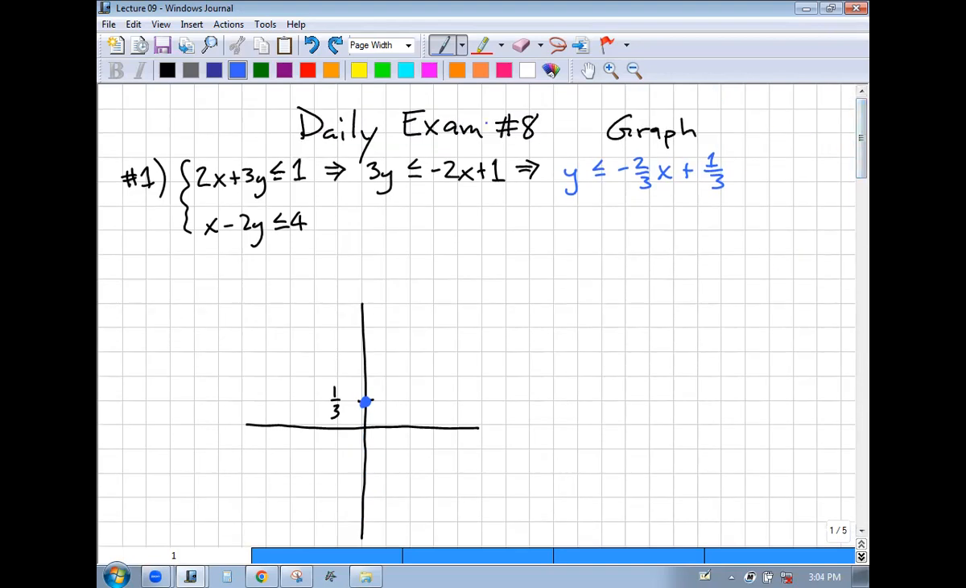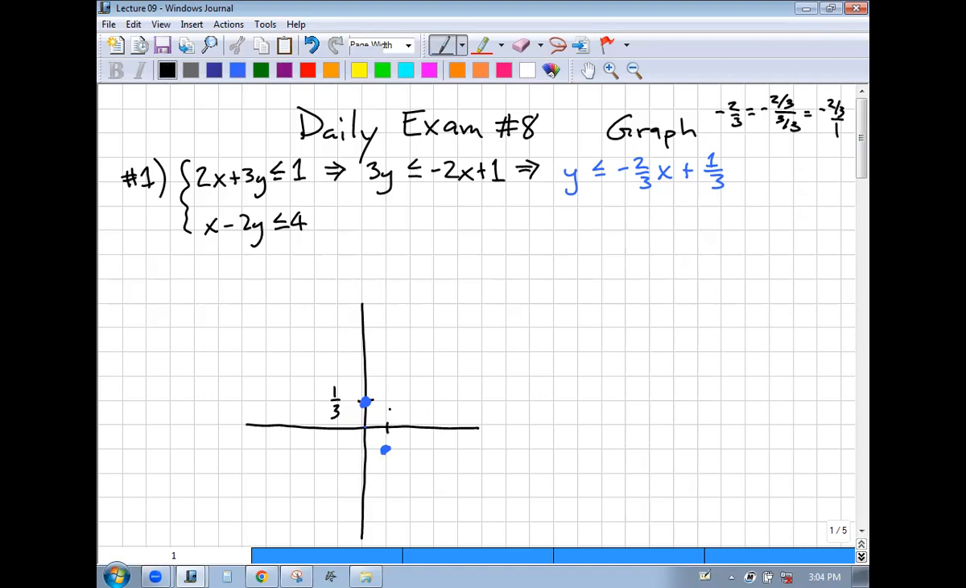I'm gonna rewrite something here. -2/3, if I divide the top and the bottom by 3, that's -2/3 over 1. So if I go down 2/3, I have to go to the right 1. That's the same as going down 2 and to the right 3. It'll be on the same line, okay? So if I go down 2/3, go to the right 1, I'll be here.